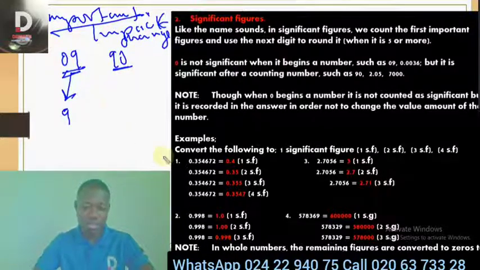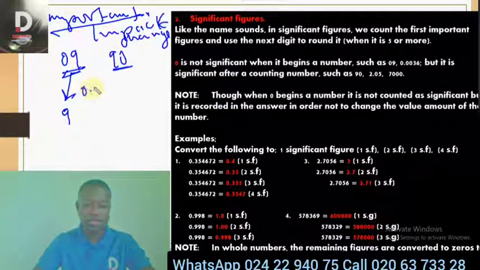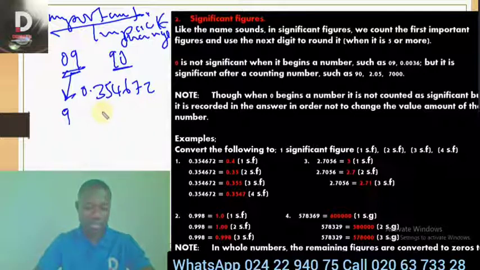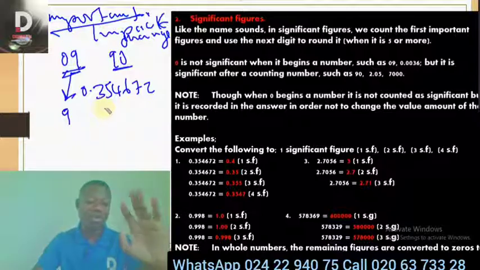Why so? Let's start. The first one is 0.354672. We are converting to 3 significant figures. 3 significant figures. So I'm counting how many? 3 important figures.